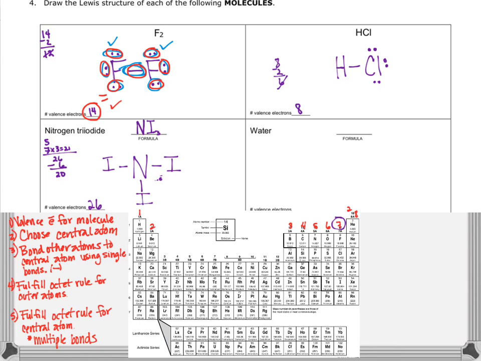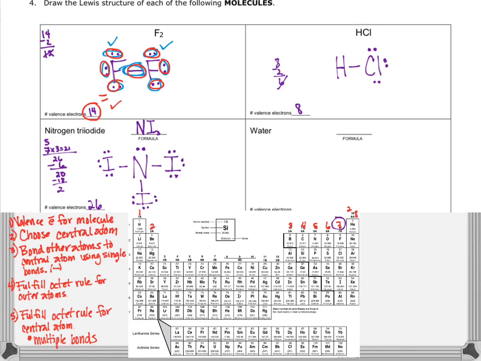In this case, since each dash represents 2 electrons, each iodine has already used up 2 electrons. But now I'm going to fulfill the octet rule. So each iodine requires 6 valence electrons. Here's 2, 4, 6, and then this bond is 2. So there's 8. 2, 4, 6, and then there's 8. So there I used up 18. So I have 2 valence electrons left. So now I'm going to fulfill the octet rule for my central atom. So far, nitrogen only has 6 valence electrons, so the remaining 2 will go with nitrogen.